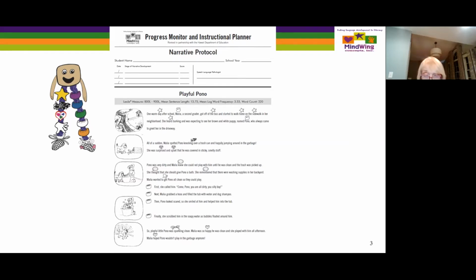So playful little Pono was sparkling clean. Malia was so happy he was clean, and she played with him all afternoon. Malia hoped Pono wouldn't play in the garbage anymore.